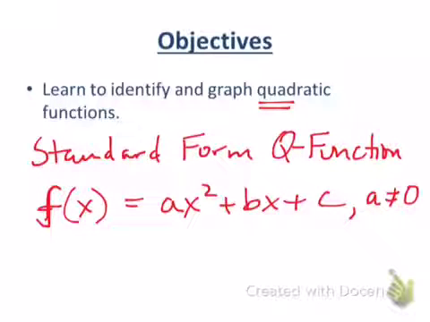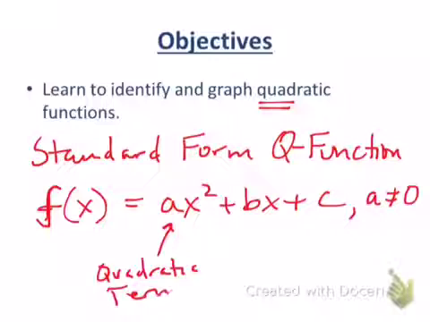The standard form of our quadratic function is f of x equals ax squared plus bx plus c, where a cannot be 0. In this expression, this term right here is called the quadratic term. And this is important, guys. What makes this a quadratic function is that x squared. If x squared is not our highest exponent, then we don't have a quadratic expression. We have something else. This is called the linear term.